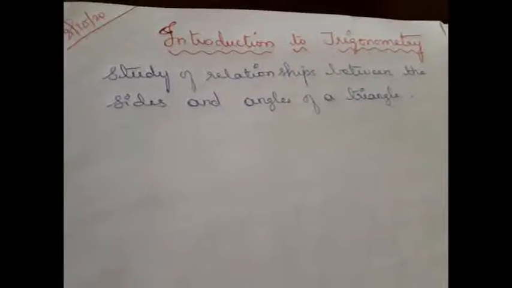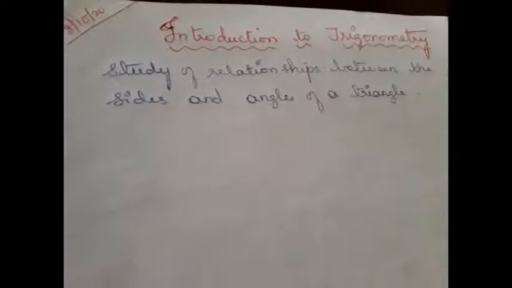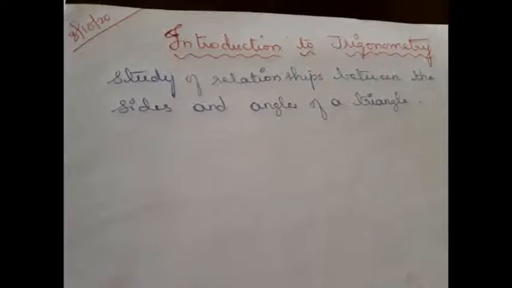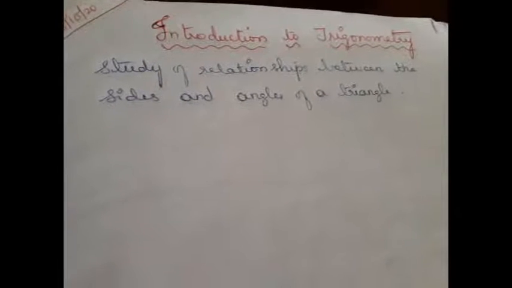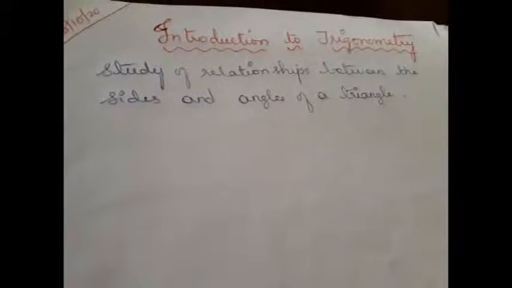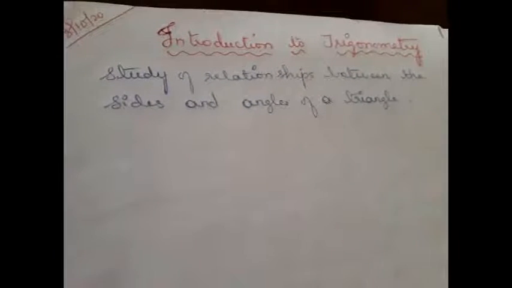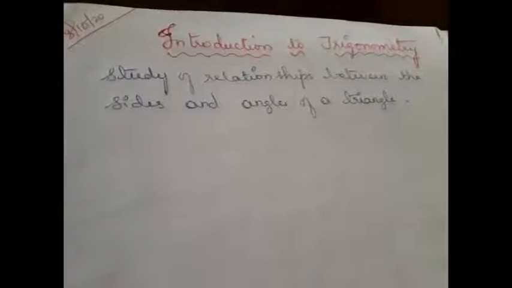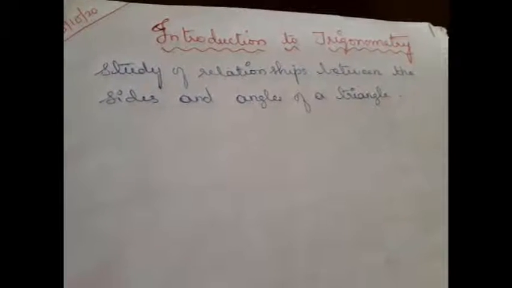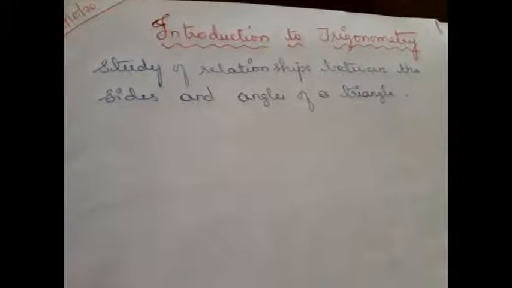Trigonometry is a very easy and interesting chapter. What is meant by trigonometry? It is the study of relationships between the sides and the angles of a triangle. Trigonometry means the study of relationship between the sides and the angles of a triangle.